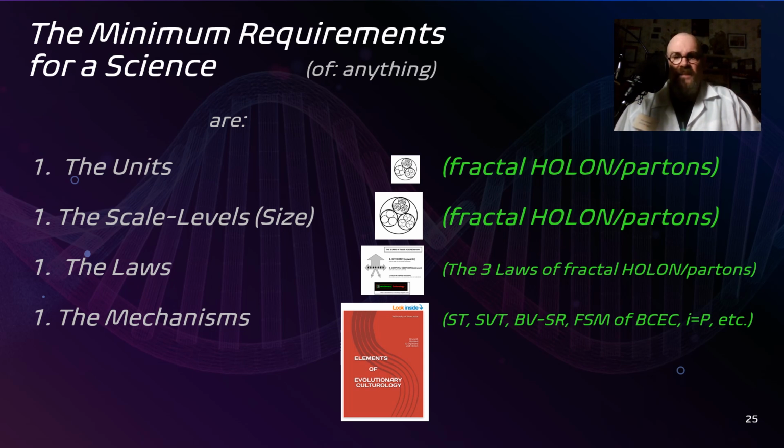And AvCult's answers are: the unit of culture is the fractal holon parton. The scale level, well, you find it using the fractal holon parton and the three laws. The laws are the three laws of fractal holon partons: integrate upwards, compete and cooperate sideways, control and command downwards. And the evolutionary mechanisms, they're selection and transmission, selection, variation, transmission, blind variation, selective retention, sexual retention, and the fractal systems model of biocultural evolutionary creativity, I iterates to P, etc. That's all in those textbooks on AvCult. Next.